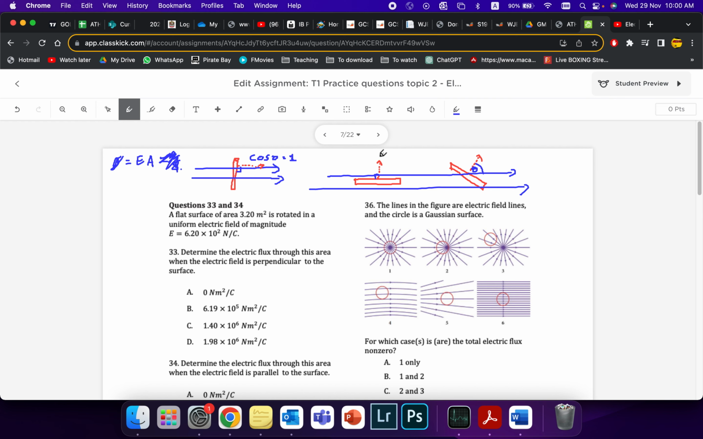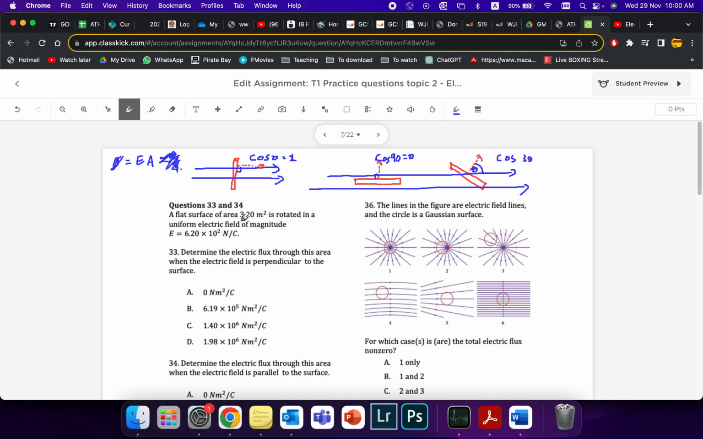Over here, what's this? Cos 90. Cos 90 will just be 0, which makes sense, because I'm not catching any lines. So over here, I do not use a random angle at the side. No, it must be between the normal and the field line. This will be cos of something, say 30 for example, and you'll get your answer. So you will add the EA cos 30 in this case. That's a general rundown of the idea.